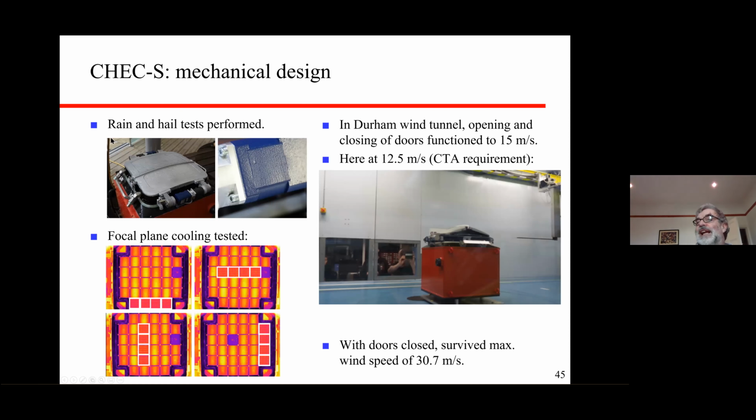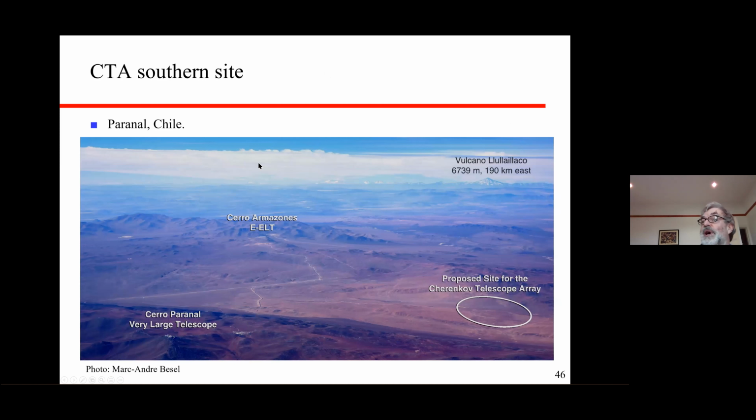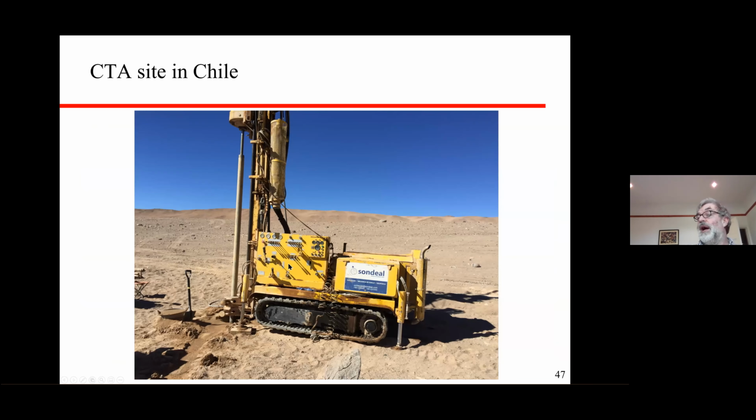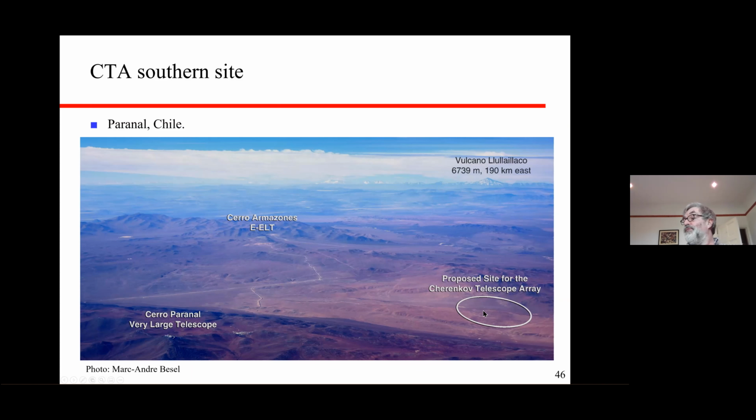As well as sophisticated electronics, you have to do some more unsophisticated things, like make sure that if it rains on the camera, it doesn't damage it. If it hails on it, it doesn't damage it, etc., etc. So we've done all those tests as well. And what we're now engaged in trying to do is getting the funding to build these telescopes, or rather, now we've got the funding, we need to build these telescopes on the CTA site in Paranal in Chile. So this is where we hope to be.